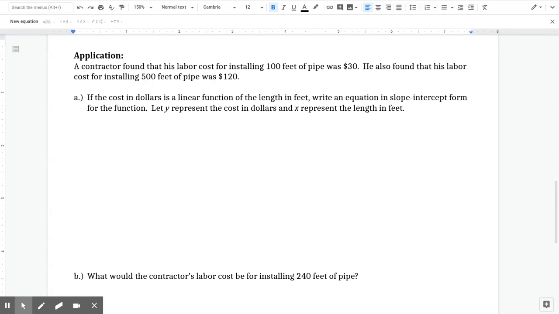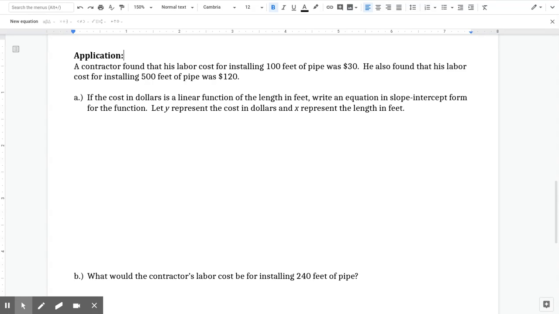So for this particular application, there are multiple parts to it, but let's get an idea of what is happening. We have a contractor who found that his labor cost for installing 100 feet of pipe was $30. He also found that his labor cost for installing 500 feet of pipe was $120. When we talk about labor cost, we are not talking about the cost of the supplies. We're just talking about the cost for paying for the amount of time that the contractor was working.